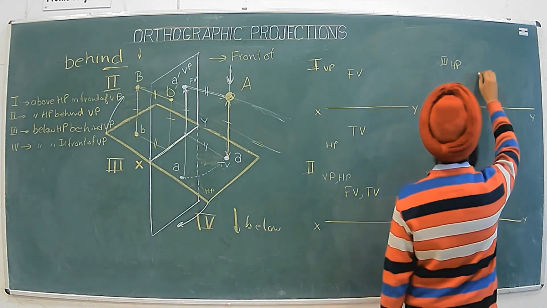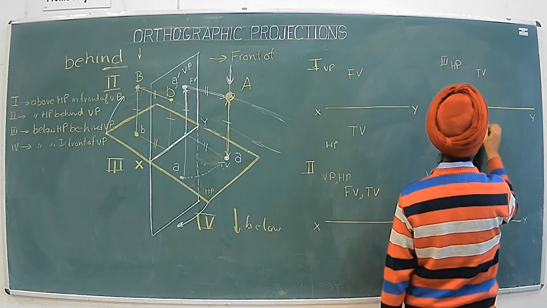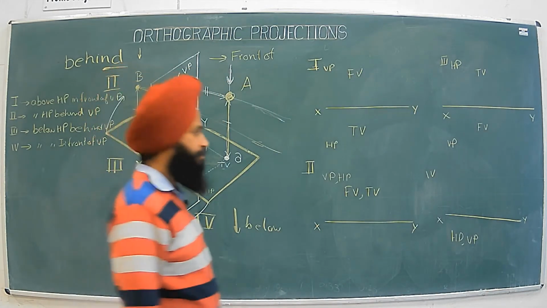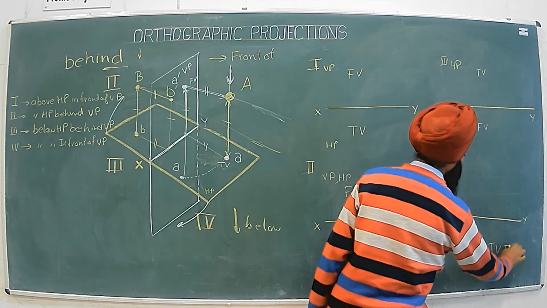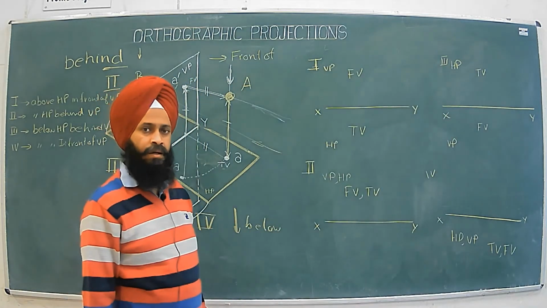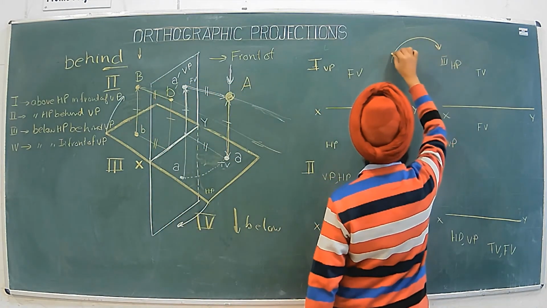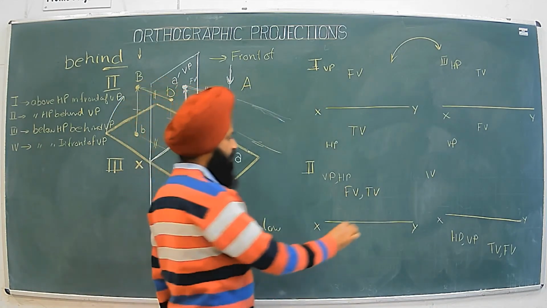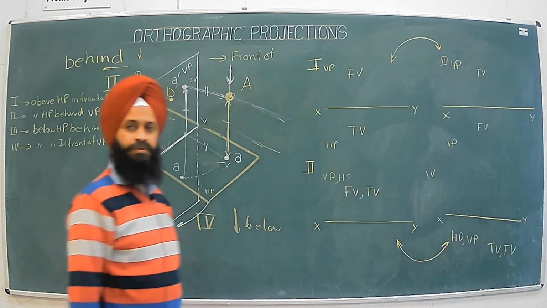For third angle projection, top view lies above the XY line and front view lies below the XY line. For fourth angle, both top view and front view lie below the XY line. So from here we can see that first angle projection is just opposite to third angle projection. These are inverse of each other, and similarly second angle is just opposite to fourth angle projection.